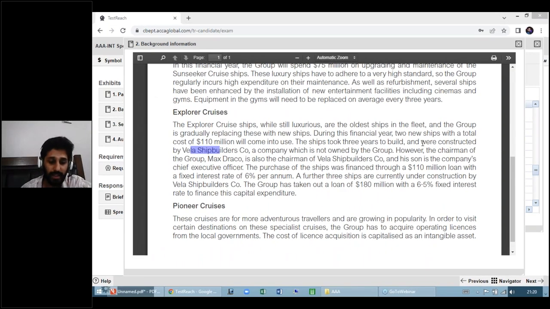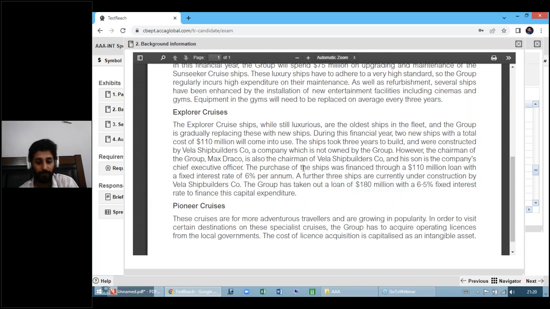However, the chairman of the group, Max, is also the chairman of Vela, and his son is the company's CEO, right? So you know who is the related party? The related party is the one who can control the decision making, or the jointly controlled party is the related party.